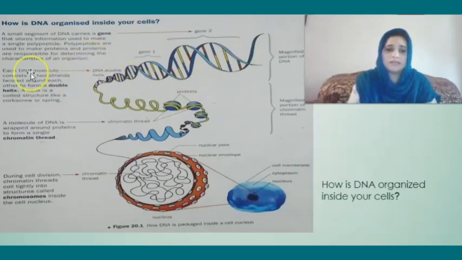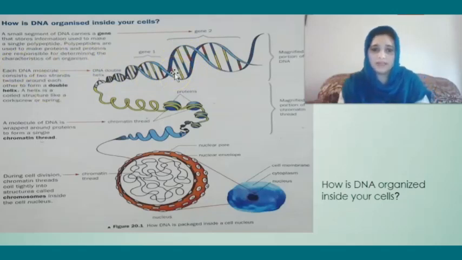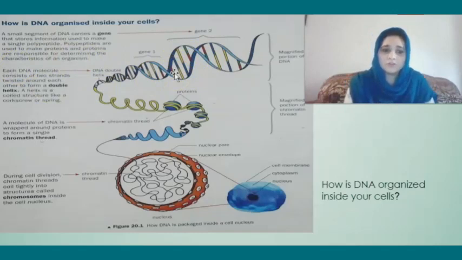DNA double helix. Each DNA molecule consists of two strands. As you can see here with the help of the diagram, two strands are present in a DNA molecule. These two strands are twisted around each other to form a double helix. Now what is meant by helix? A helix is a coiled structure like a corkscrew or a spring. So it is a coiled structure in the form of a helix.